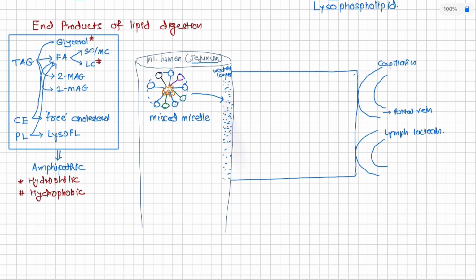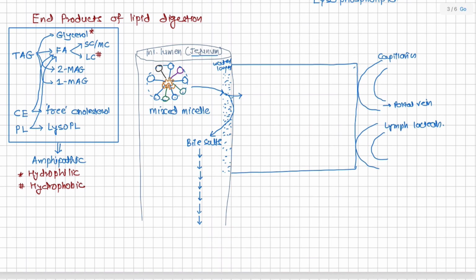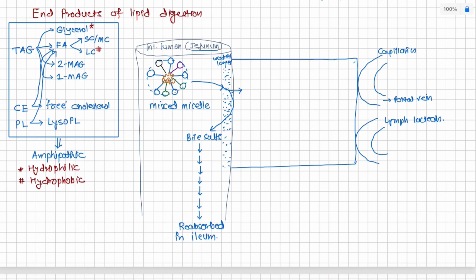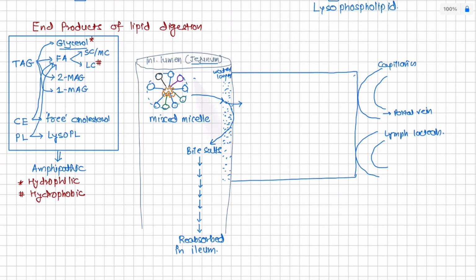This allows diffusion of all digested lipid products into the jejunal cell. But remember that bile salts do not get absorbed in the jejunum. They move further down the intestine and then they are reabsorbed in the ileum. And one more thing, glycerol being hydrophilic can diffuse through the apical cell membrane. It doesn't need micelle for its absorption.